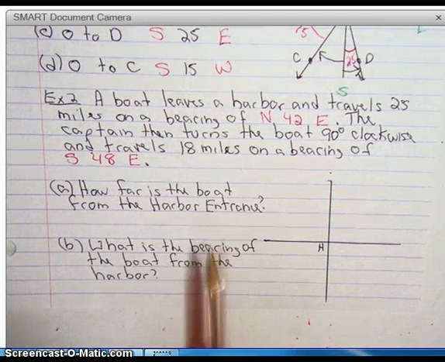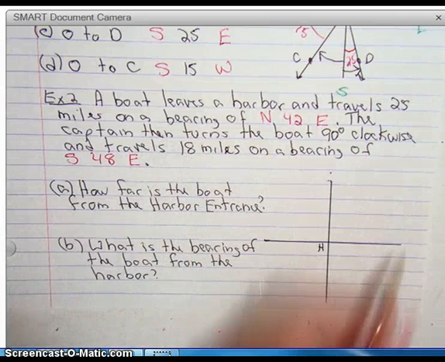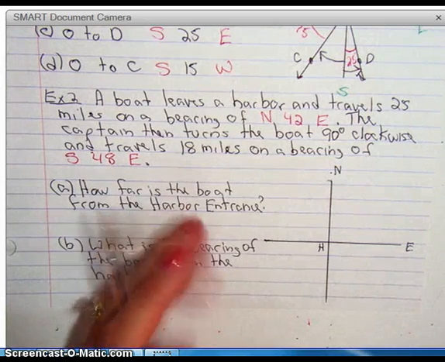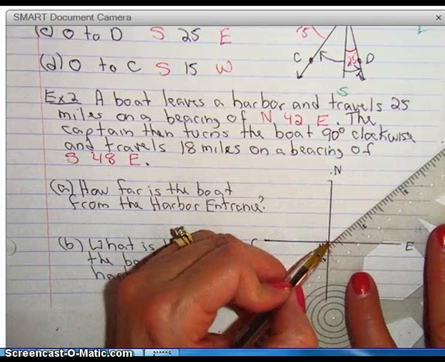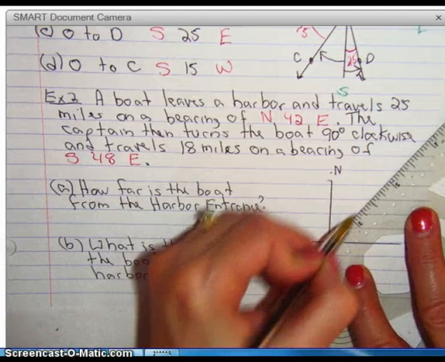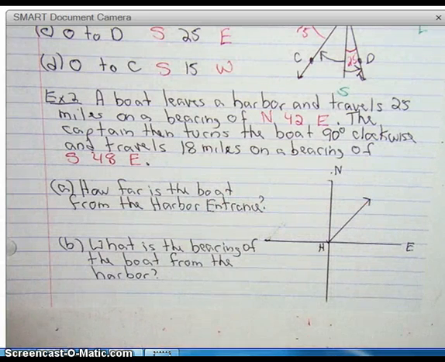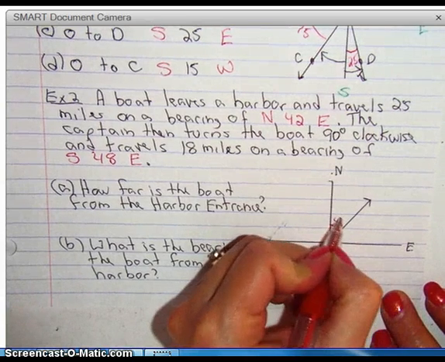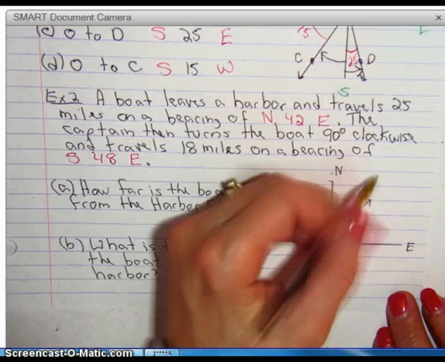A boat leaves the harbor and travels 25 miles on a bearing of north 42 east. Well, here's north, here's east. So from north, we want to graph about 42. How much is halfway of a quadrant? 45. So we're going to go a little less than 45. So we're going to go 42. So there's the boat on its original bearing of 42. And the distance it travels on that bearing is 25 miles.